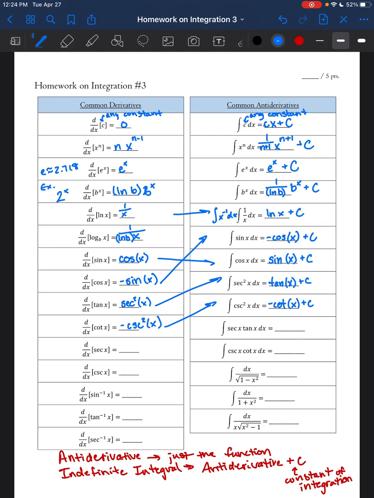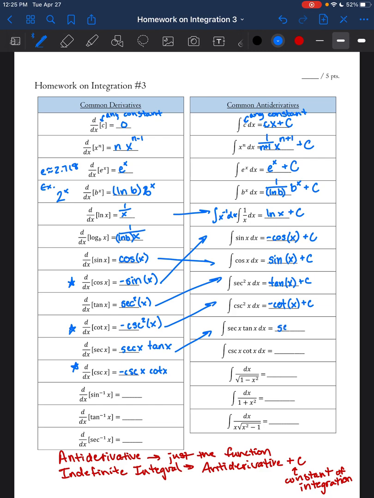For secant, we should get secant x times tangent x. And for cosecant, we get negative cosecant x times cotangent x. Notice again, reminder, all of these cos are the ones that have the sign changes. So that's another thing to keep in mind when we're doing this. Although it's kind of reversed in this case for the sine function, our answer has a co in it. So that's what I was going to keep in mind there.